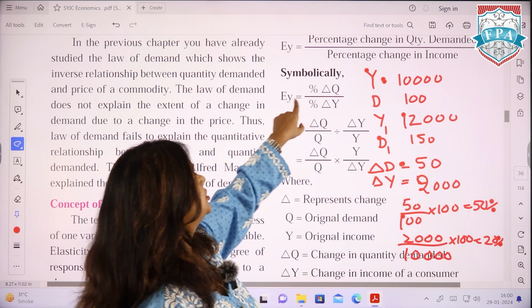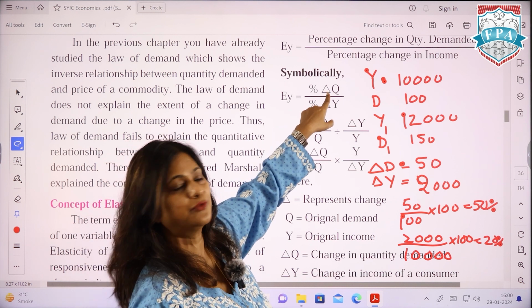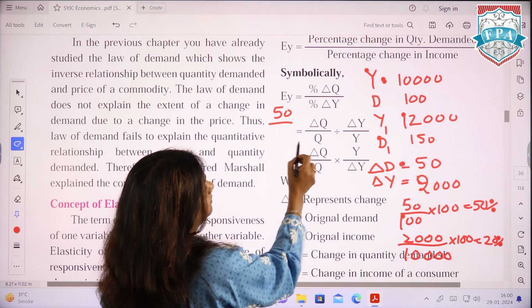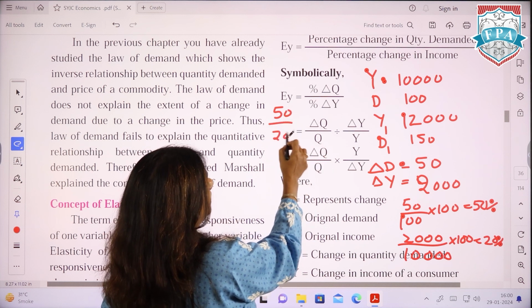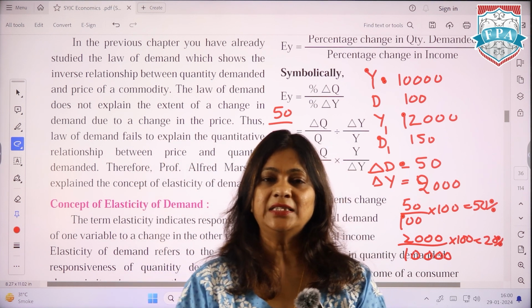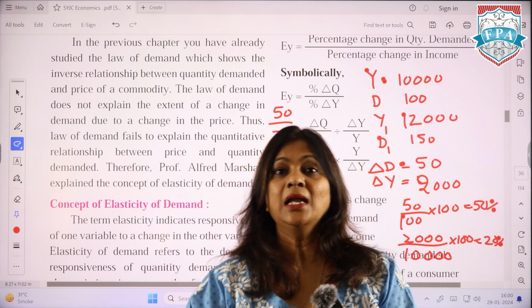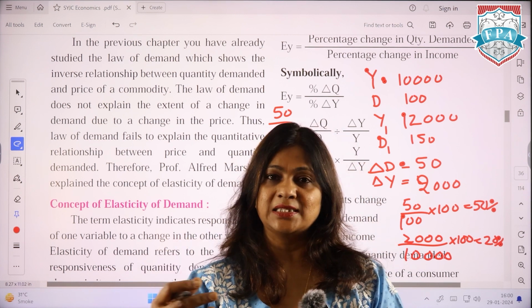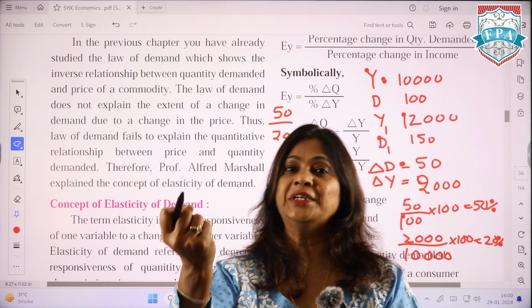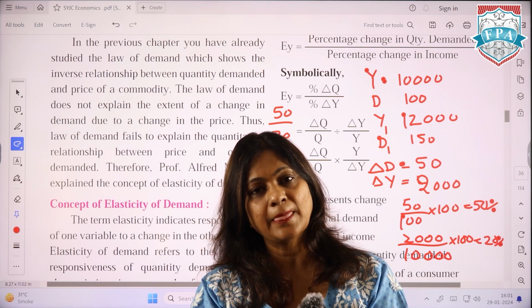Once you know both the things, you can find out the elasticity. What is it? Change percentage of quantity, which is 50. What is the change percentage in your income? It is 20. What is the answer which you get? 2.5. If anything is more than 2.5, more than 1, it means the product is more elastic, meaning more responsive. The change in income is small but the change in quantity demanded is large. So this is more elastic.